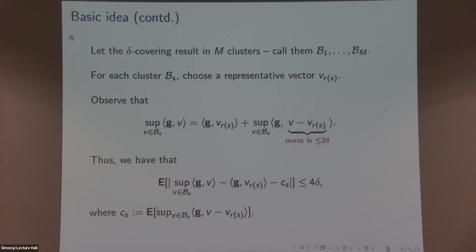Whatever the expectation of the sup over V in B sub s of G inner product with V minus V Rs is, I'm calling it C sub s. Then the Gaussian process within that cluster is well approximated by G inner product with V Rs plus C s. The total error is going to be 4 delta in expectation. Does this make sense? I'm just replacing the second thing by a constant. This is the source of that constant.